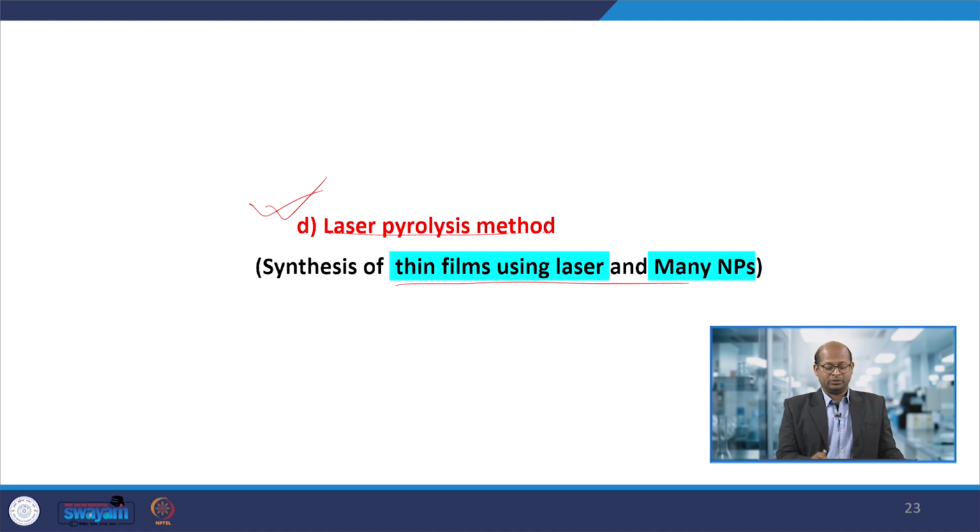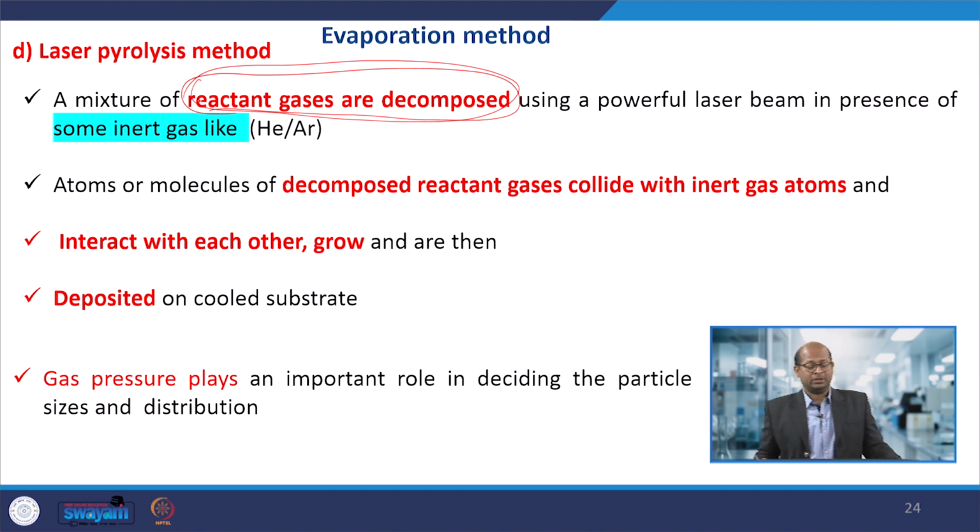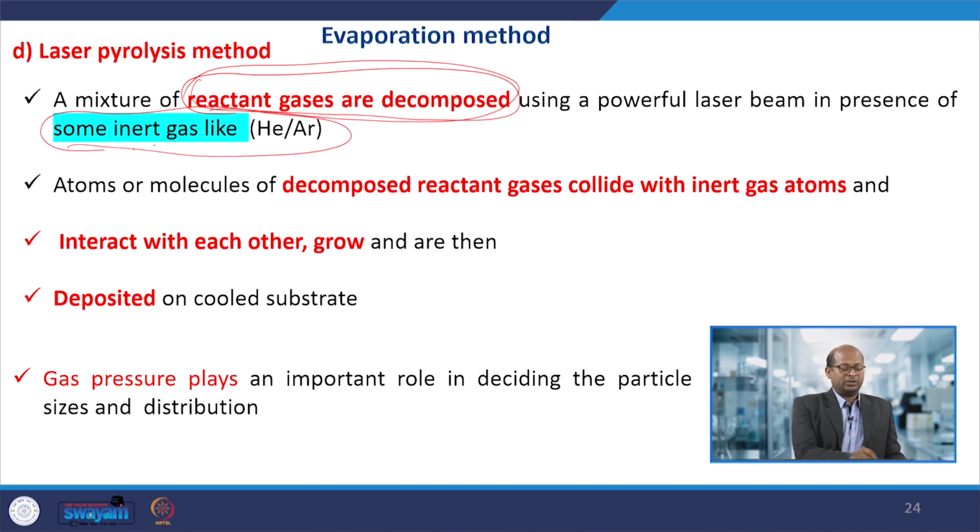Okay, next we are going to discuss the laser pyrolysis method. In this method we can prepare thin films using lasers as the source of heating, and we can prepare many nanoparticles this way. Here a mixture of reactant gas is used, and the reactant gas is decomposed using lasers, in the absence of oxygen or air, with some inert gas. This process is called the laser pyrolysis method. Pyrolysis means heating reactant gases or organic substances in the absence of oxygen, here using a laser as the source of heating.